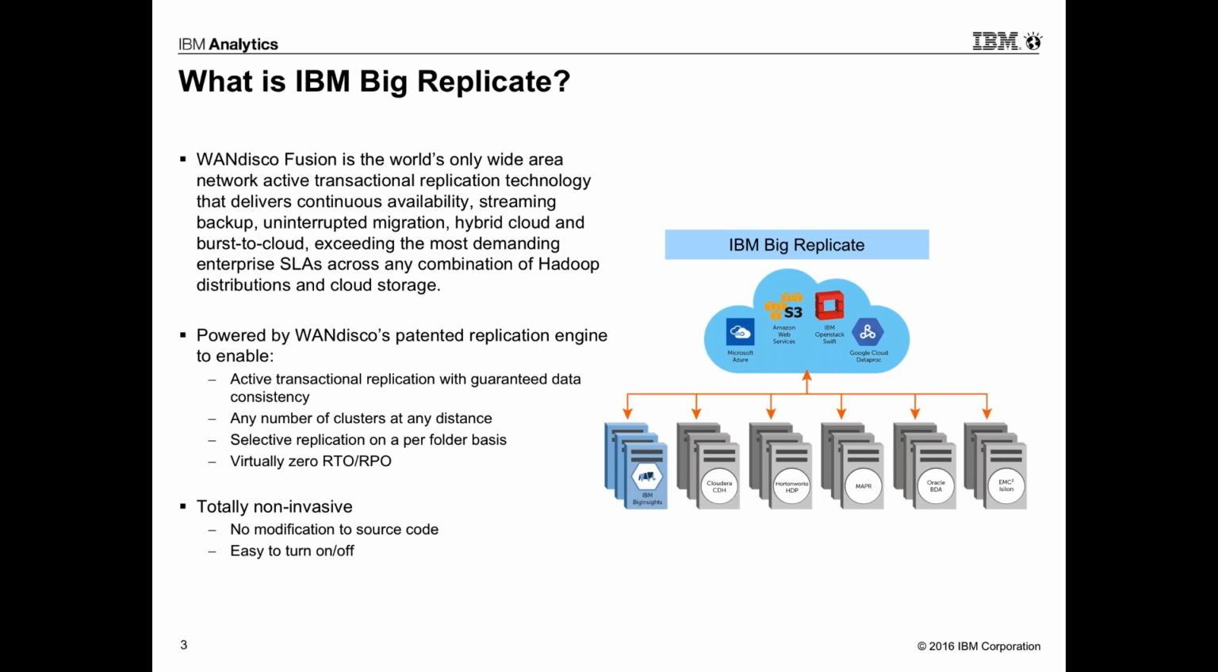So in a nutshell, IBM Big Replicate allows you to replicate data across any of these storage infrastructures, across any distance, and with virtually zero downtime. On top of that, it is totally non-invasive. There's no need to modify any source code, and you can easily turn it on and off.